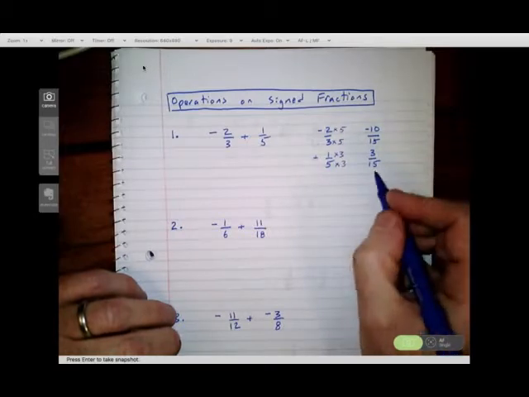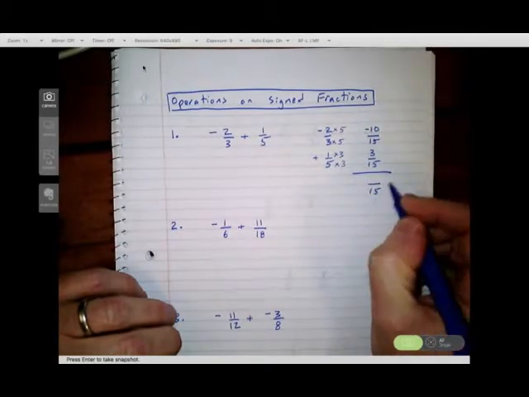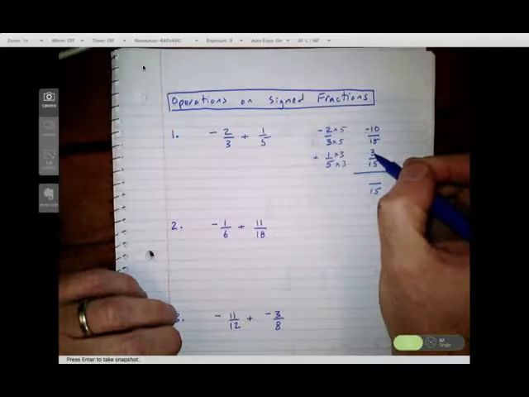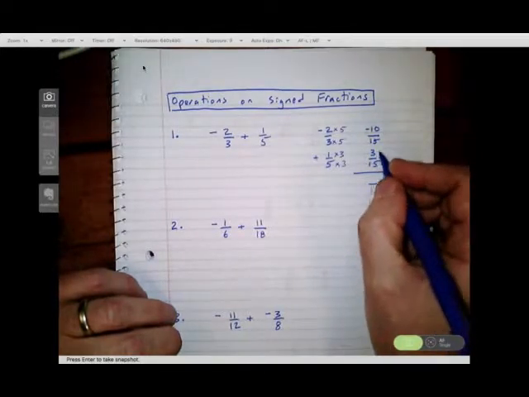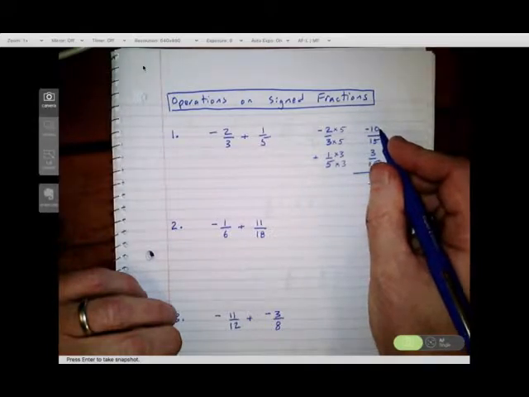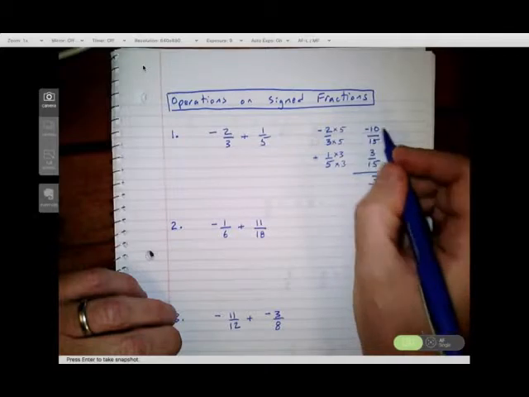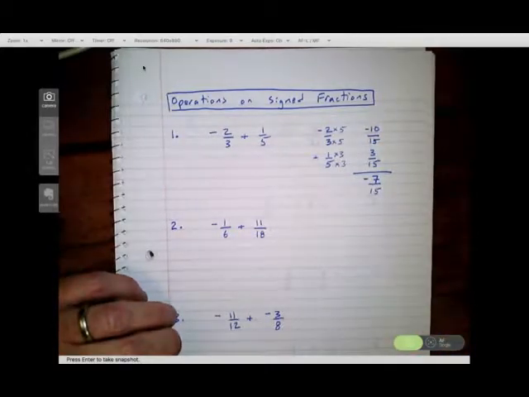And now that our denominators are the same, it's not so bad. So we know it's going to be out of 15. And just look at the numerators here. So a negative 10 and a positive 3, and we're going to add those up. And what ends up happening again is that we subtract. So 10 take away 3 is 7. And our answer has the sign of the bigger number, which is negative 10. So it's going to be negative 7/15.